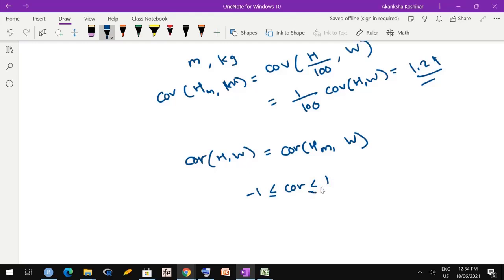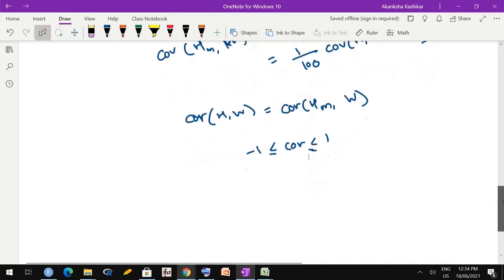So we would know that values near +1 are high, values near -1 are also high in magnitude, but values near 0 are insignificant. Is it okay? So change of unit would not affect my conclusions. Hence, I can't stop at covariance. I need to go to correlation.